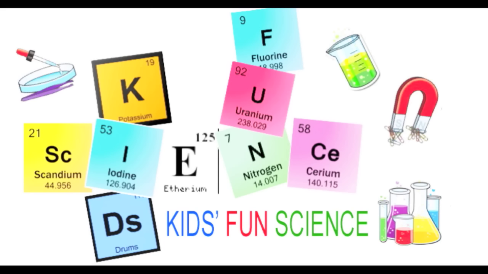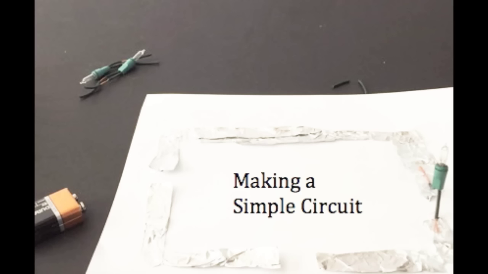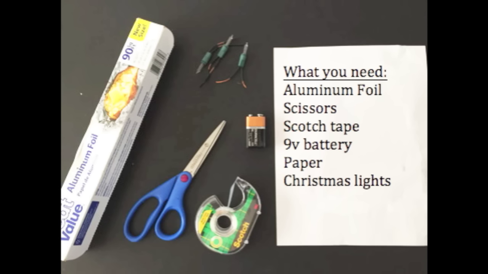My name's Ken, and today's experiment is making a simple circuit. As always, adult supervision is required. What you'll need for this experiment is aluminum foil, scissors, scotch tape, a 9-volt battery, a piece of paper, and Christmas lights.